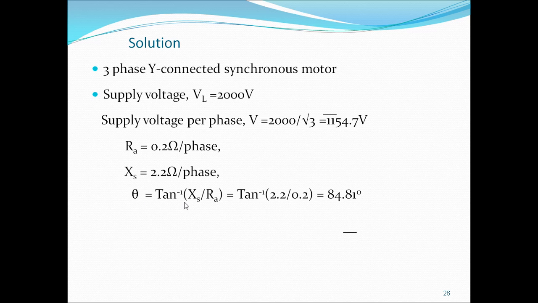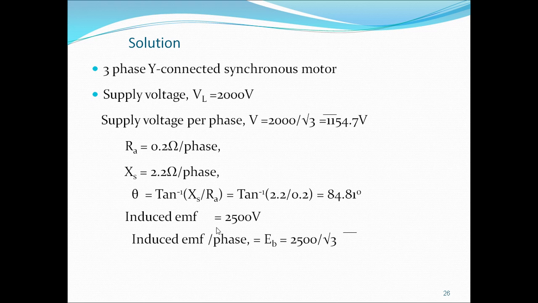Internal angle theta is equal to tan inverse of XS by RA, that is equal to tan inverse of 2.2 by 0.2, that is 84.81 degrees. And given induced EMF, that is 2500 volts. This one also convert into per phase, that is by root 3. 2500 by root 3, that is 1442.4 volts. Note down this.